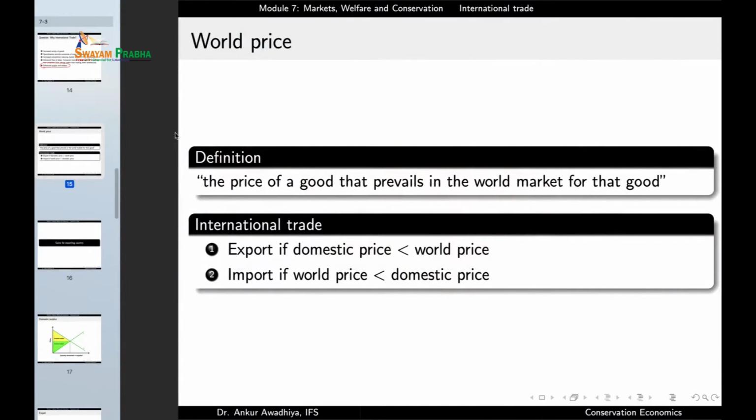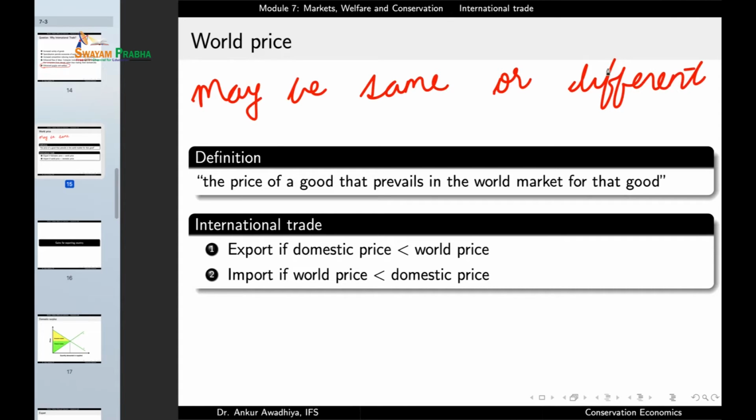So it may be same or different from the domestic price. So the world price may be the same as the domestic price or it may be different from the domestic price. But world price becomes very important in the case of international trade.